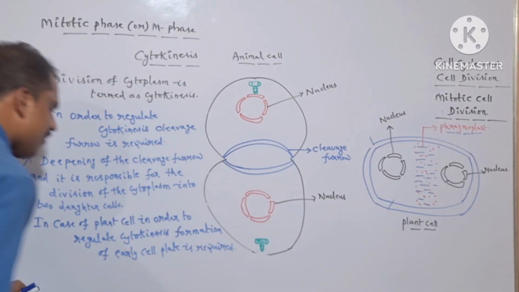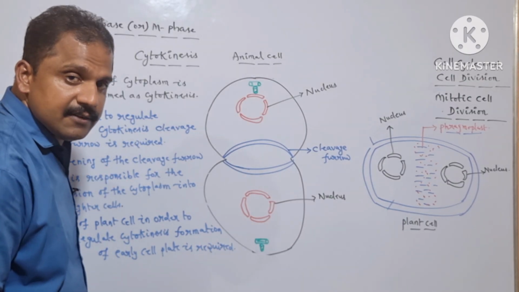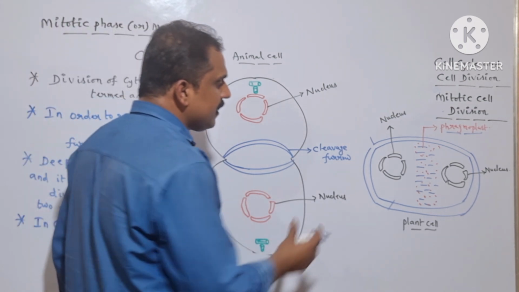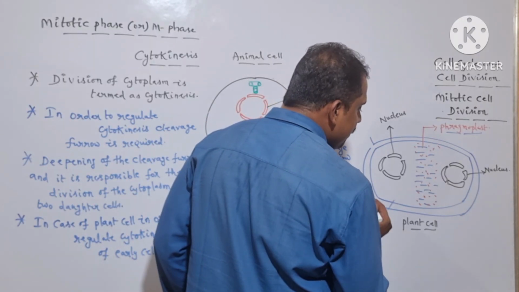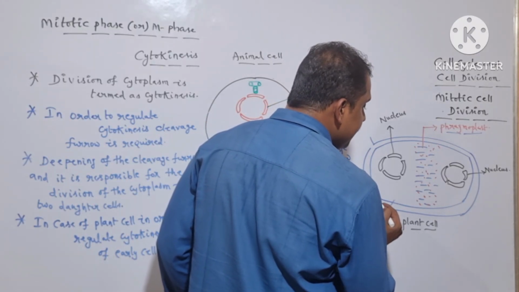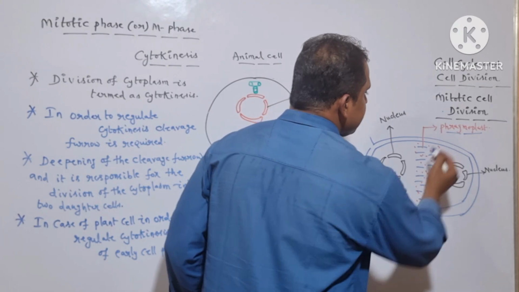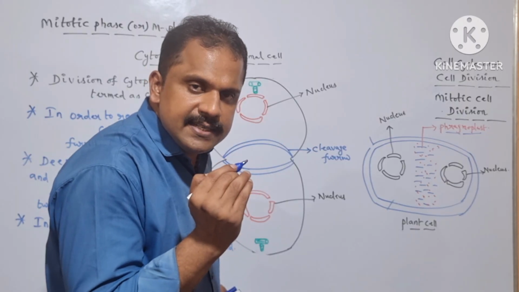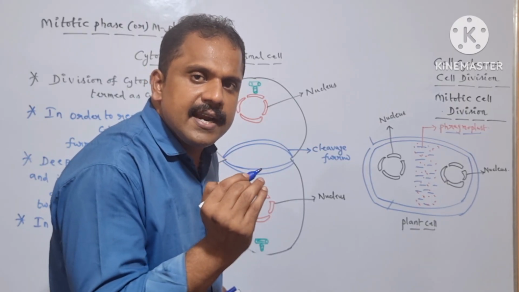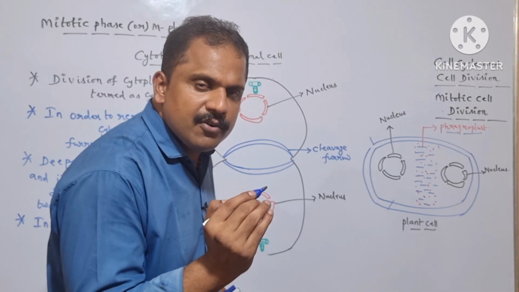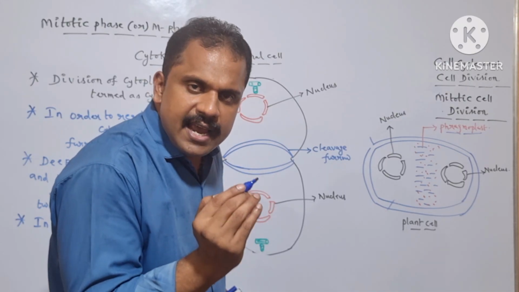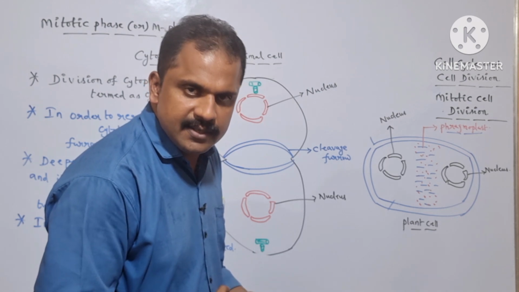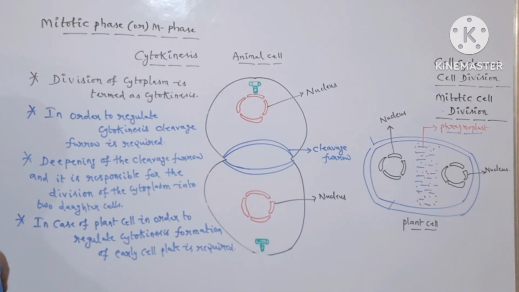So how does the formation of the early cell plate take place in the plant cell? In order to understand this concept, we need to take advantage of the concerned diagram. Initially, to regulate the formation of the early cell plate, a specialized structure termed the phragmoplast is required. What is the phragmoplast? It is an association of microtubules and actin filaments. Once the microtubules and actin filaments aggregate together, it leads to the formation of a specific structure termed the phragmoplast. Is it clear? So let me write it here.